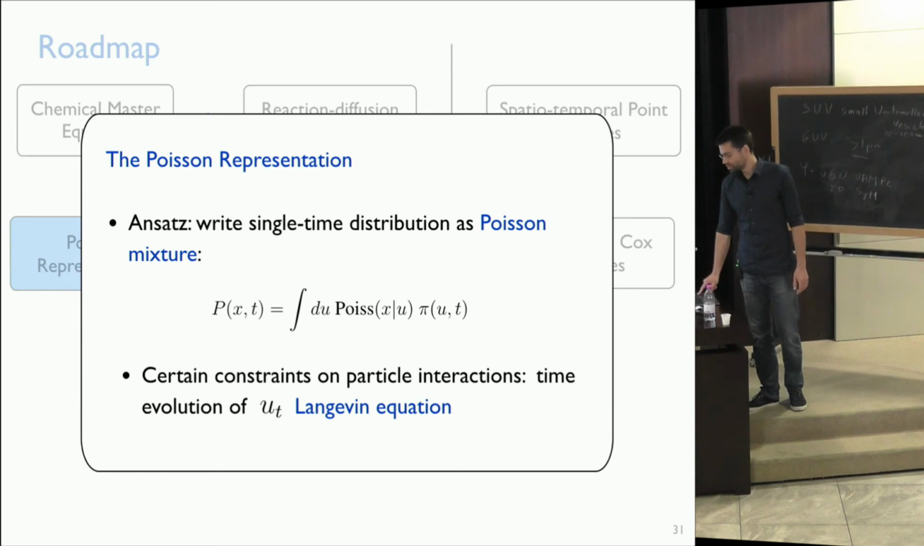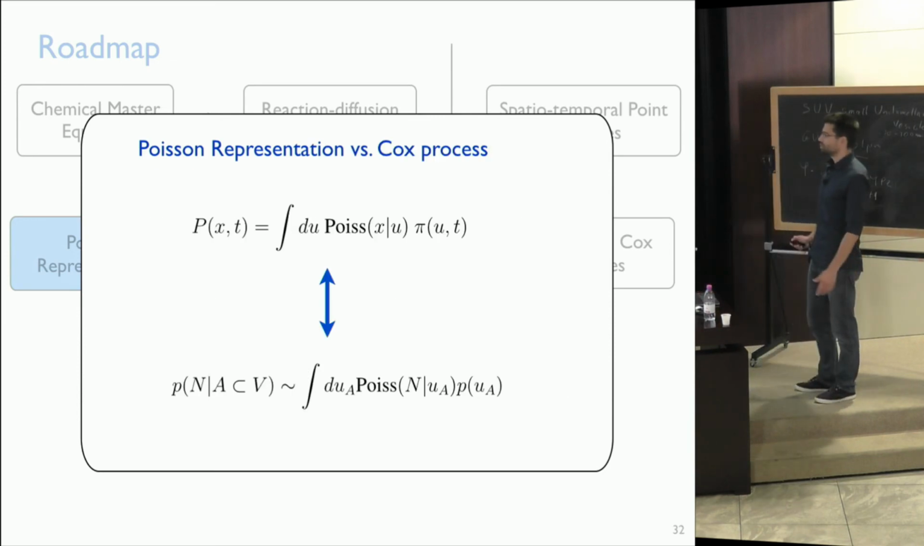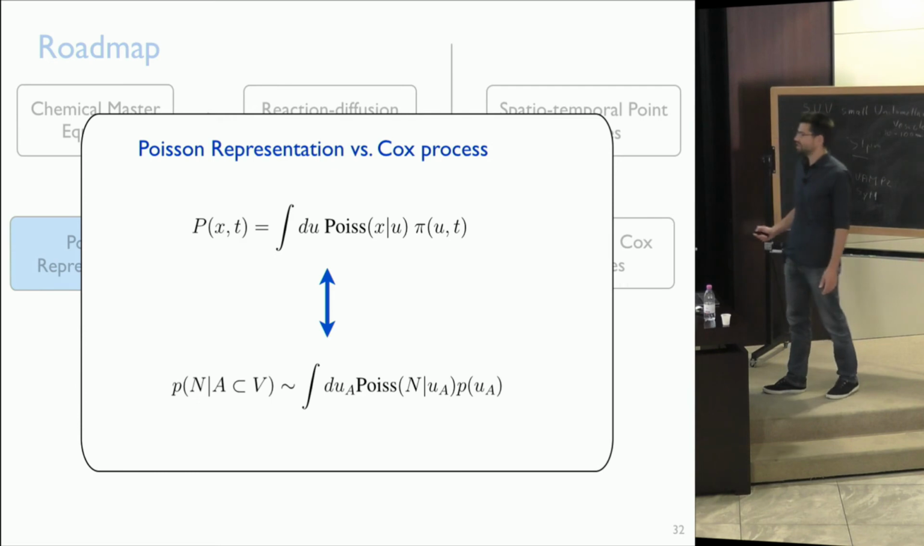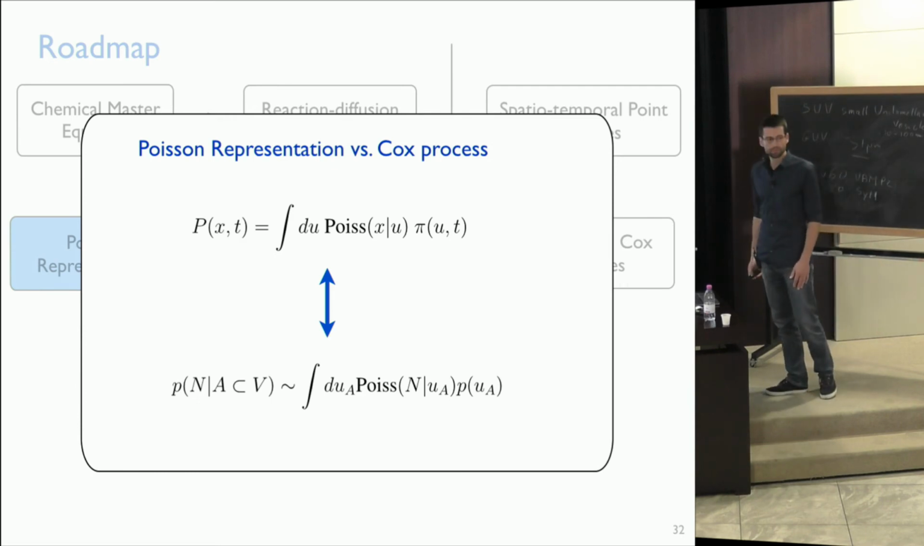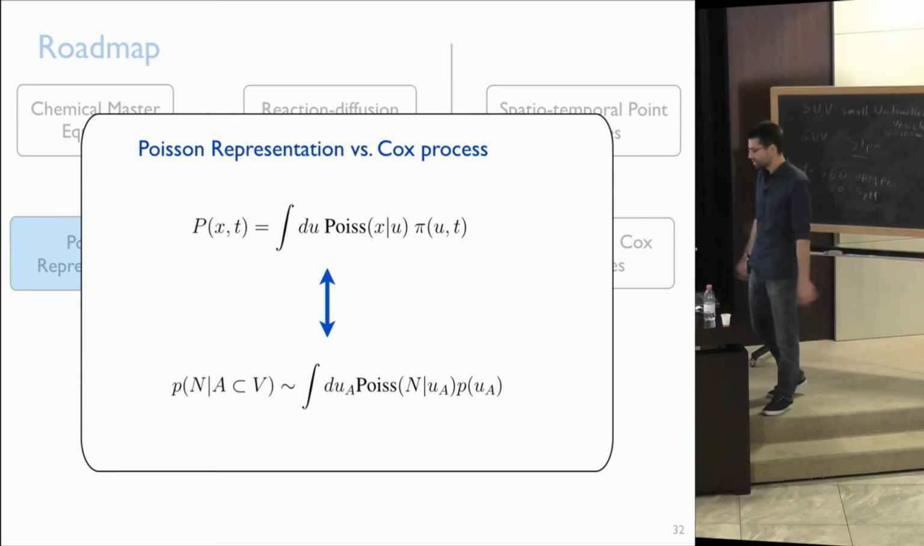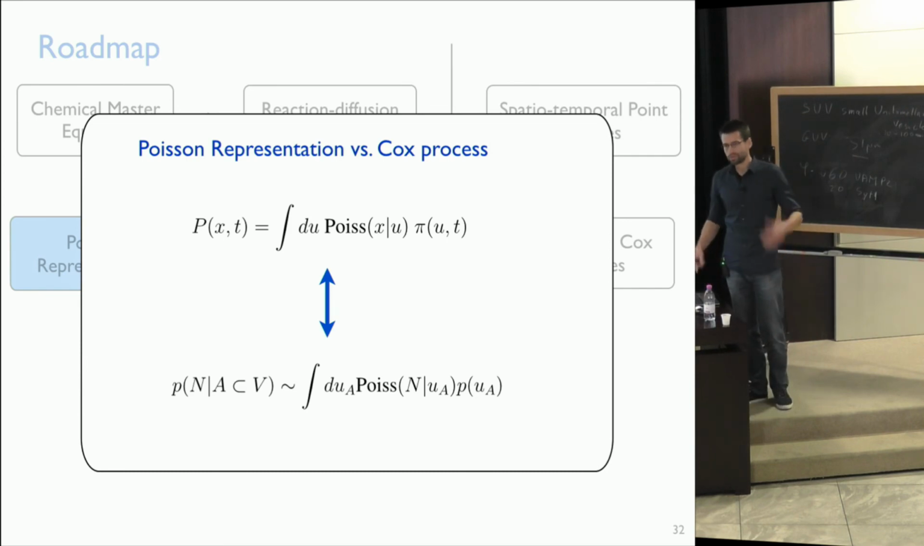And I don't know if you've noticed, we have seen two equations already, which looked very similar but in two different contexts. So we just said that the solution of the master equation can be written as a mixture of Poisson distributions in the Poisson representation, whereas the number of points in the subregion A for a Cox process is given by a mixture of Poisson distributions. So there clearly seems to be some relation here. The problem is that the Poisson representation so far describes a non-spatial system, right? It's only counting molecules in the whole system. So we next have to lift it to a spatial model.